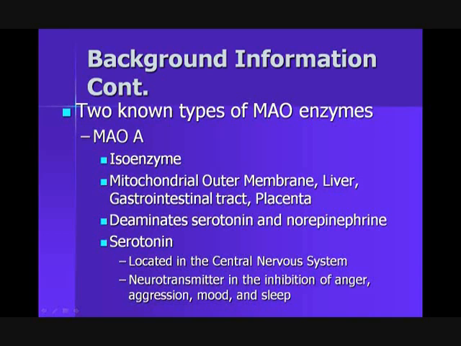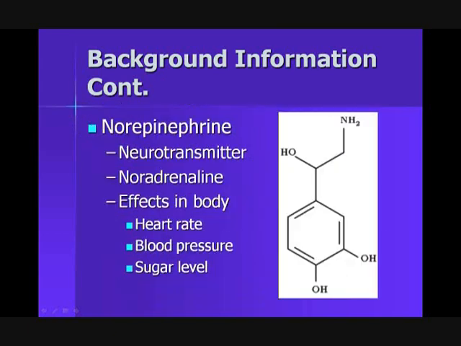So first of all, serotonin is located in the central nervous system, and it's a neurotransmitter that is involved in inhibiting anger, aggression, mood, and sleep. Norepinephrine is a neurotransmitter that is also known as noradrenaline. The effects of norepinephrine in the human body control heart rate, blood pressure, and sugar level.